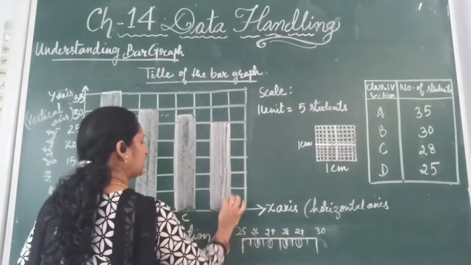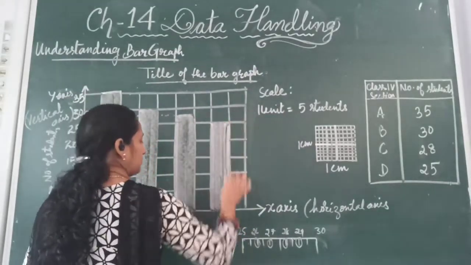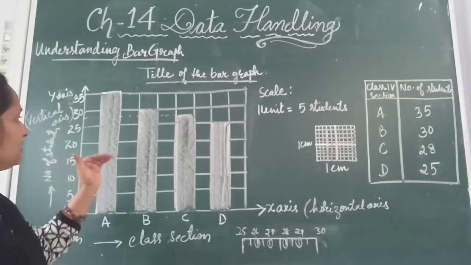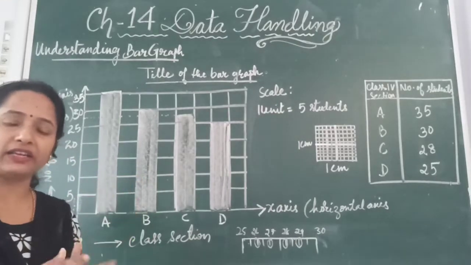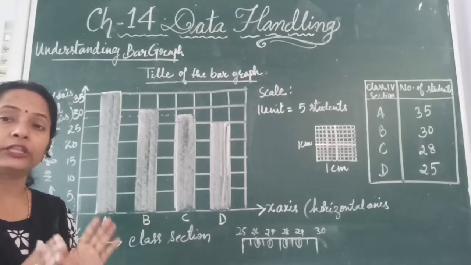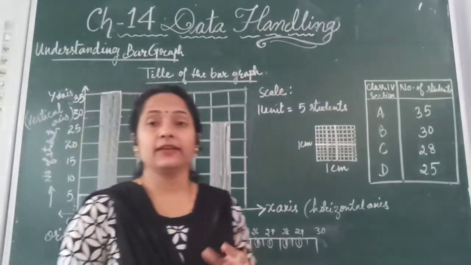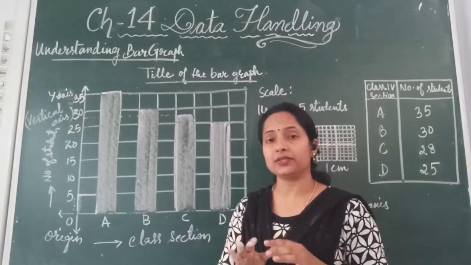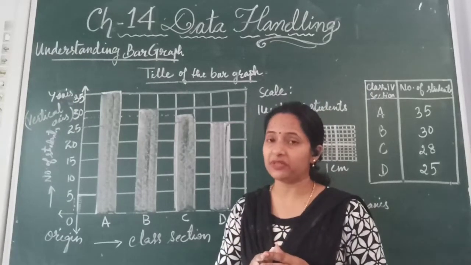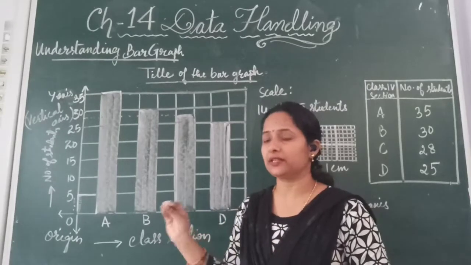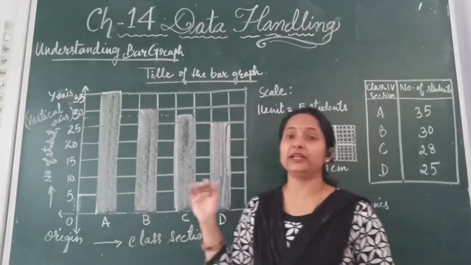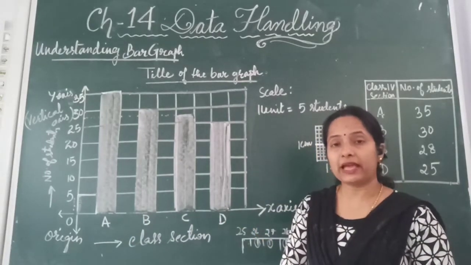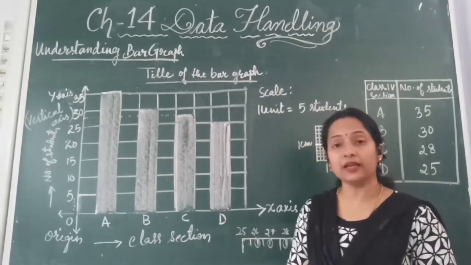So this is the graph for section D. Now, what do you find? The heights of each bar are different from each other. So the bar graph can give us so much information. The highest or longer bar gives us the information that the number of students in that particular section is more, whereas the shorter bar gives us the information that the number of students in that particular section, that is section D, is the least.